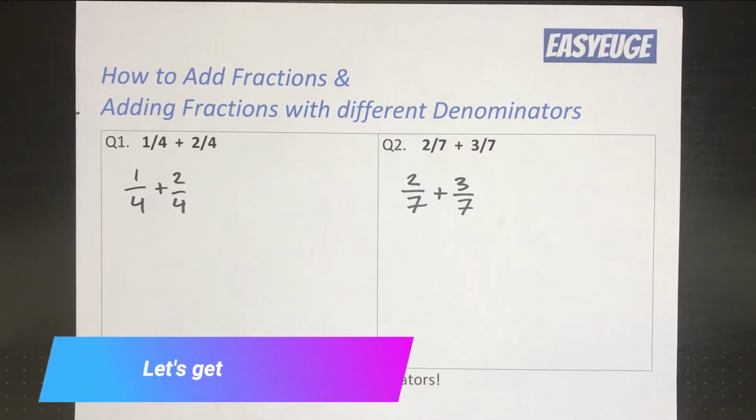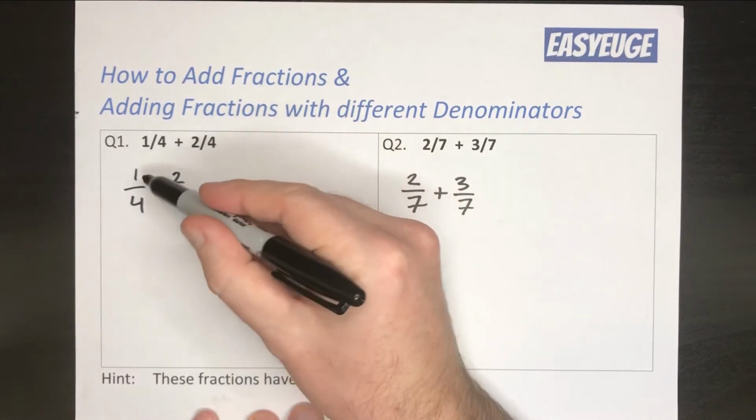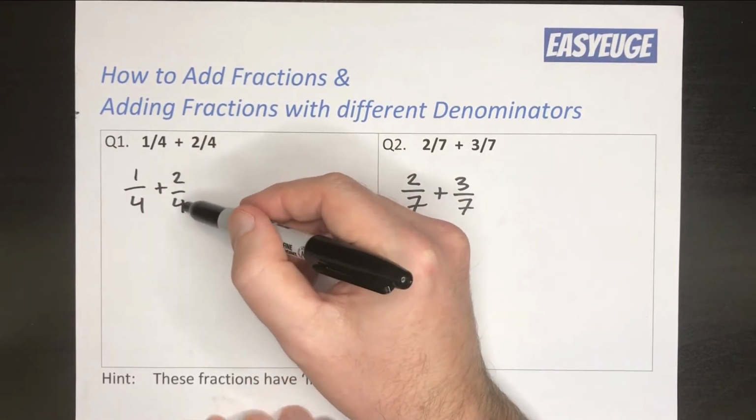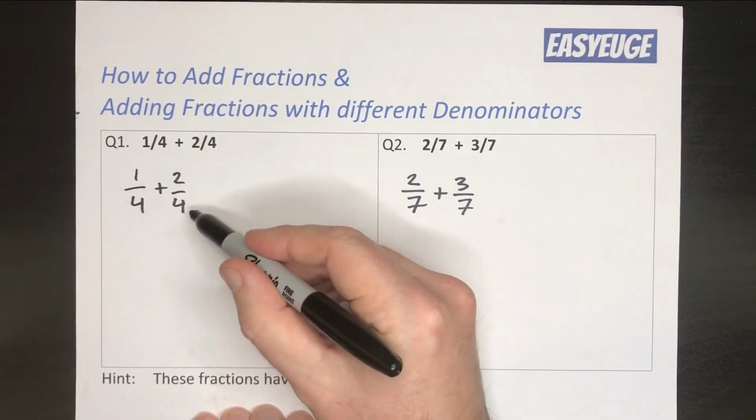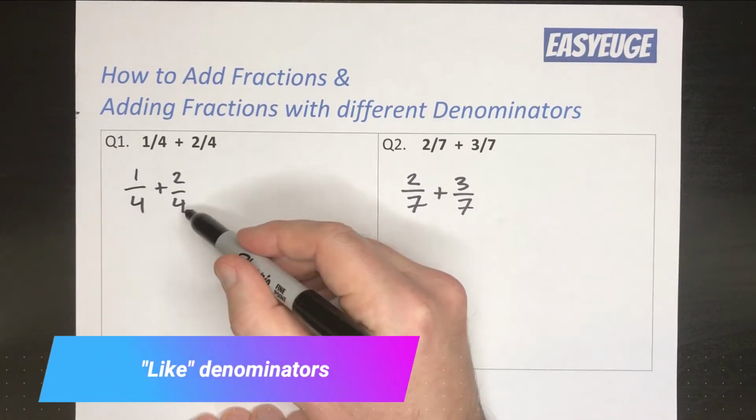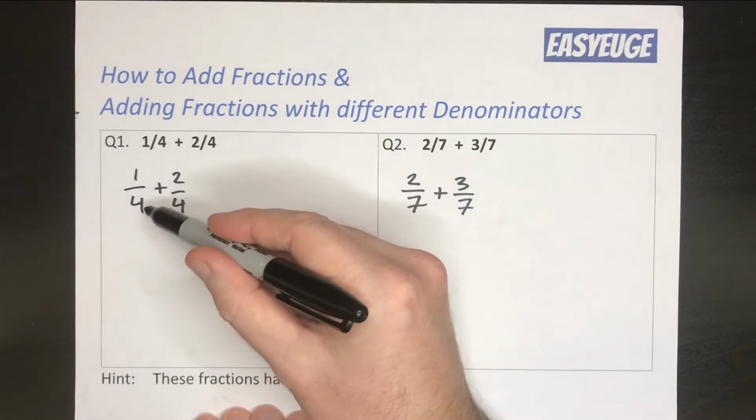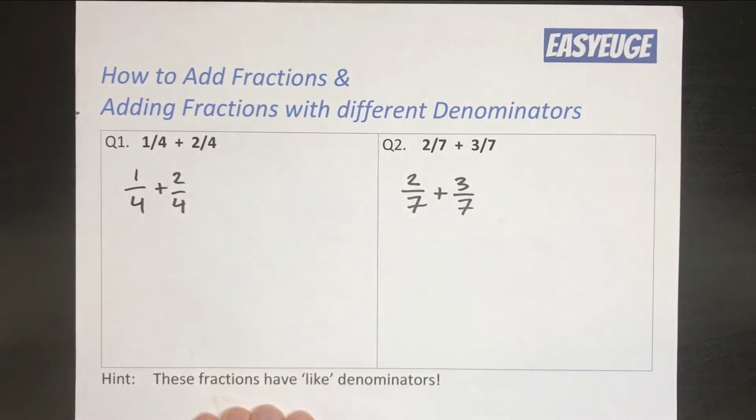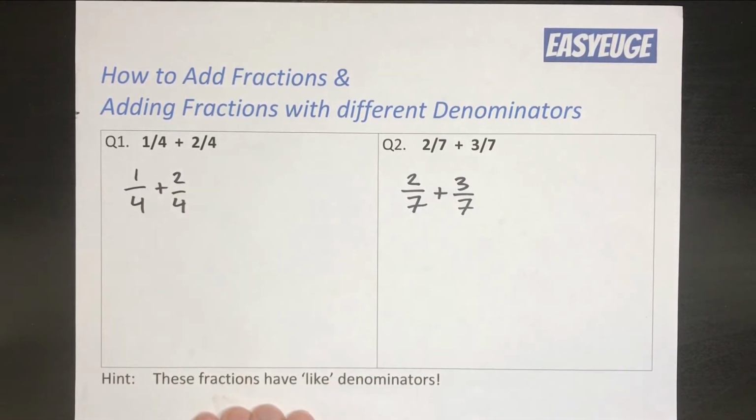Let's start with question 1. 1/4 plus 2/4. So the thing to note before you start diving in to add the fractions is you need to make sure that the number on the bottom is the same on each fraction. So the fractions need to have like denominators. They need to be the same. And the denominator is the number on the bottom of each fraction. So if the number is the same, you can simply just add the top numbers. Let me show you.